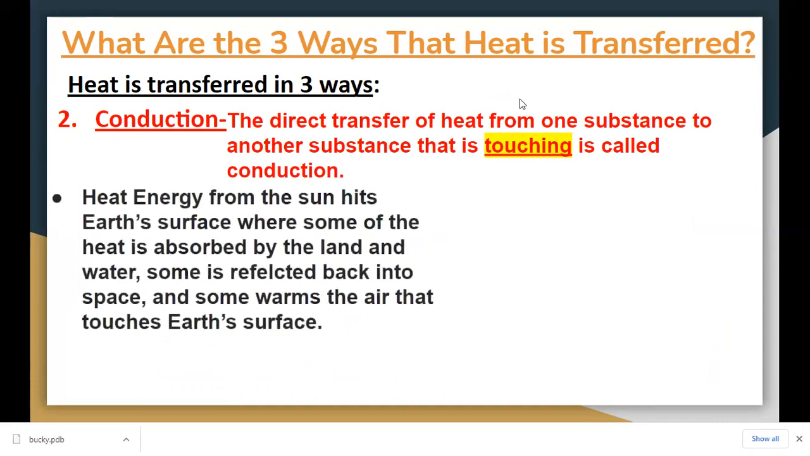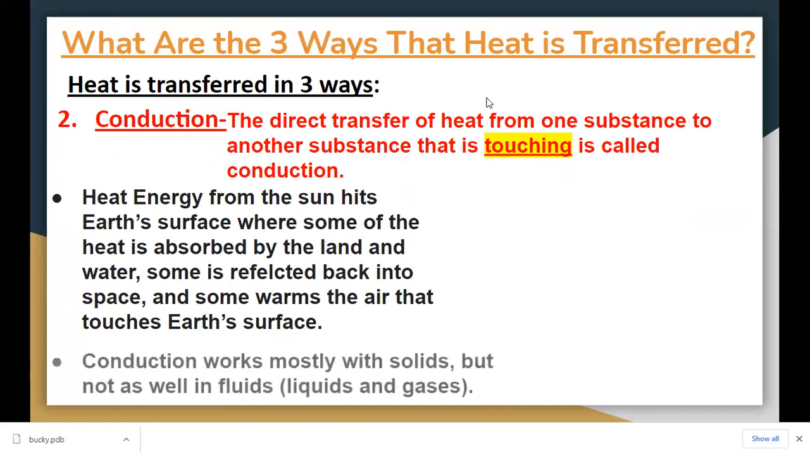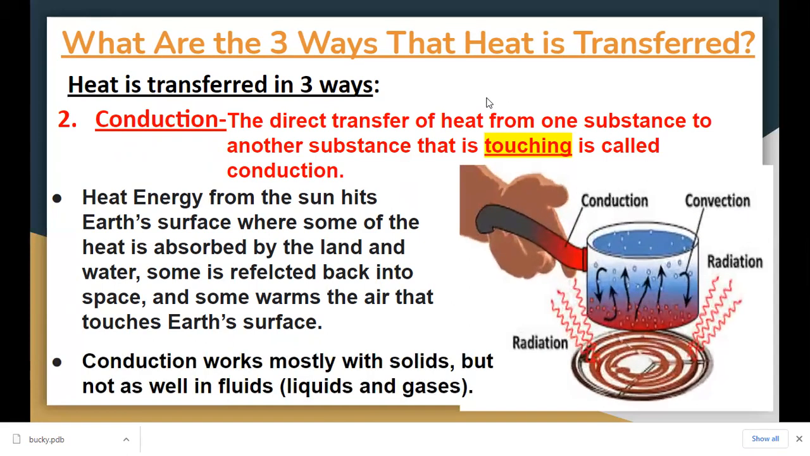So heat energy from the sun will hit Earth's surface, right? Where we talked about some of that heat is absorbed by the land and the water. We talked about the tar and how hot it can get in the summer. Some of that heat is reflected back into space and some is going to warm the air that touches Earth's surface. Conduction works mostly with solids, but not as well with fluids.